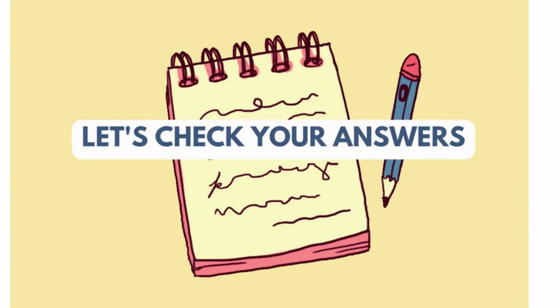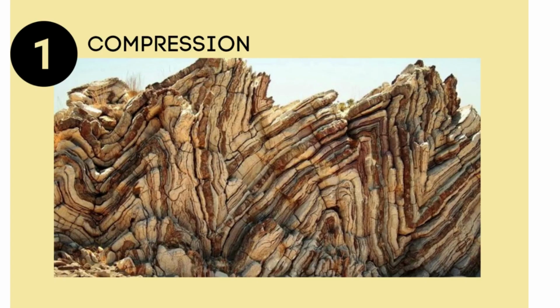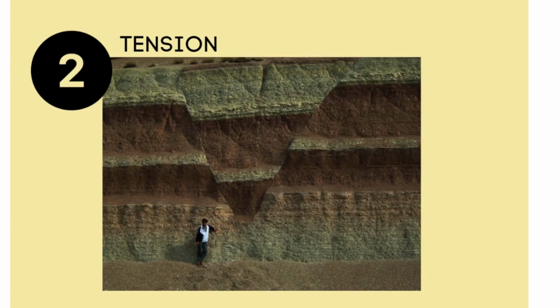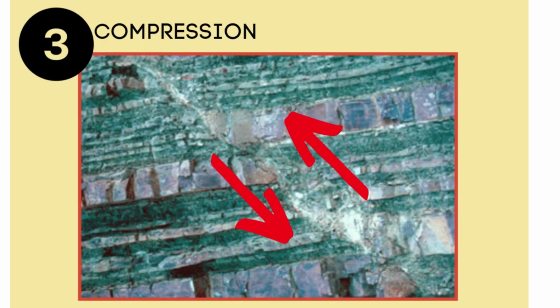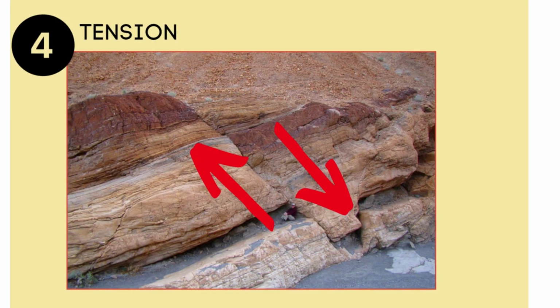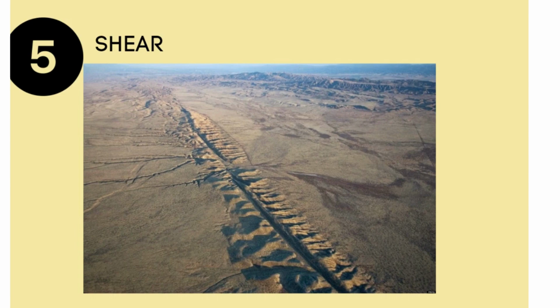Now let's check your answers. Number 1 is deformed by compression. Makikita natin na may anticline at syncline. So merong folds. It's due to the compressional stress or compression. Number 2 is caused by tension because this is a horst and graben and it also formed the normal fault. Number 3 is compression because this is a reverse fault. Number 4 is caused by tension stress. And number 5 is caused by shear stress.